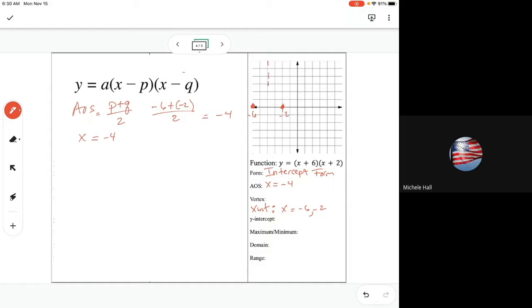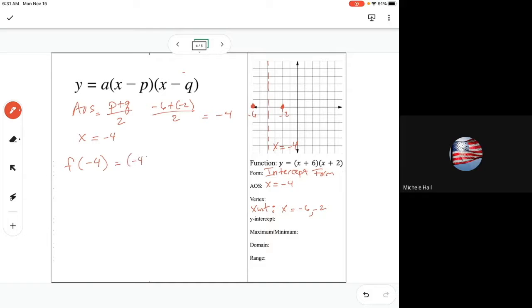I graph the vertical line at x equals negative 4, making sure to label my axis of symmetry, x equals negative 4. Next, we're looking for the vertex. We know the vertex is going to be on the axis of symmetry at negative 4.